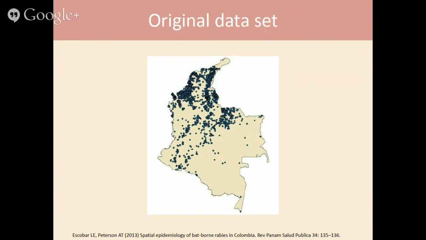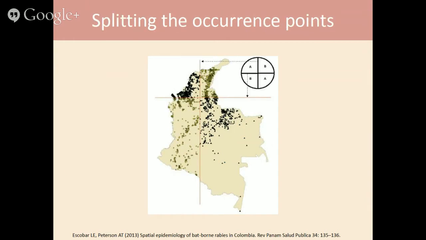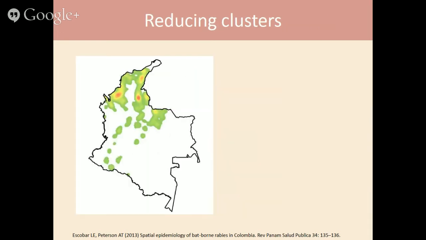This is a real example using bat-borne rabies in Colombia, rabies from vampire bats transmitted to people or to cattle. So all these points were collected in the field using GPSs, and what we did is that we split the data in the same configuration that I mentioned before. But something is happening here. We have some clusters of points, so that could add some overfitting to our model.